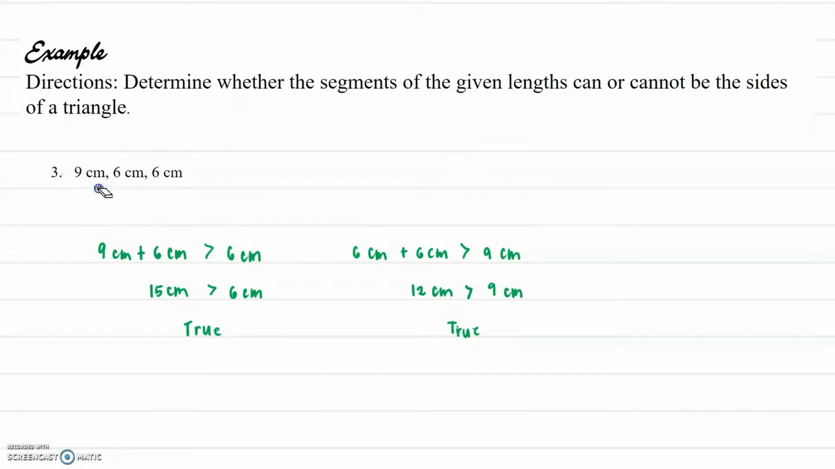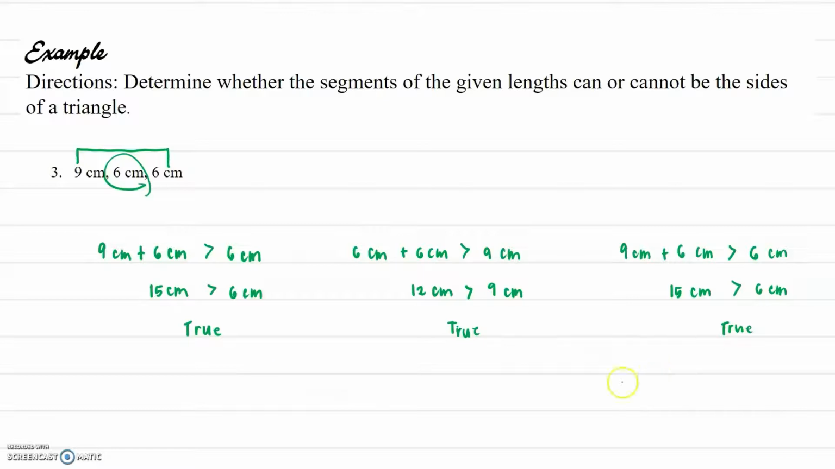And lastly, we have this one. 9 centimeters plus 6 centimeters is greater than the remaining, which is this 6 centimeters. So 9 centimeters plus 6 centimeters is 15 centimeters. So it's greater than 6 centimeters. So our statement here is also true.